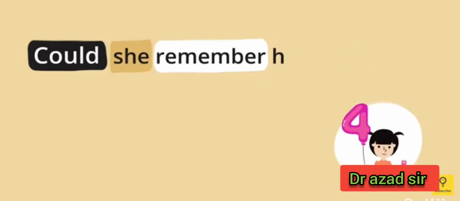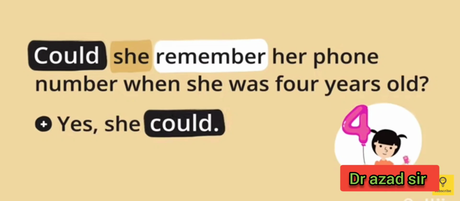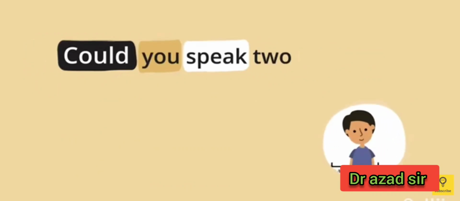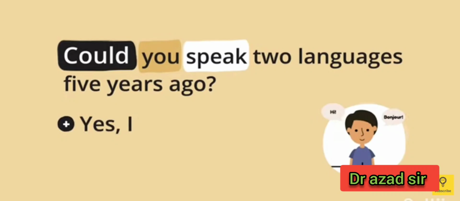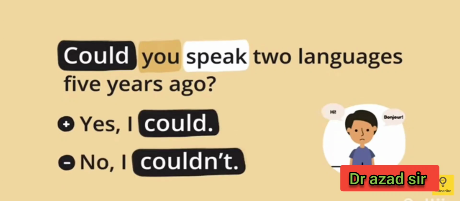Could she remember her phone number when she was 4 years old? Yes, she could. No, she couldn't. Could you speak 2 languages 5 years ago? Yes, I could. No, I couldn't.